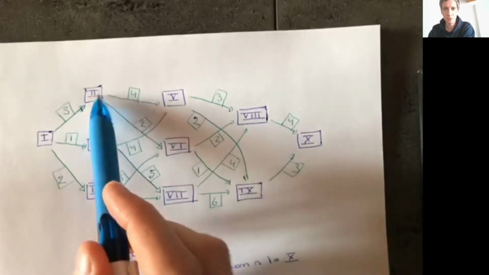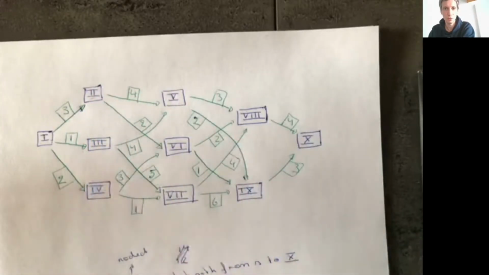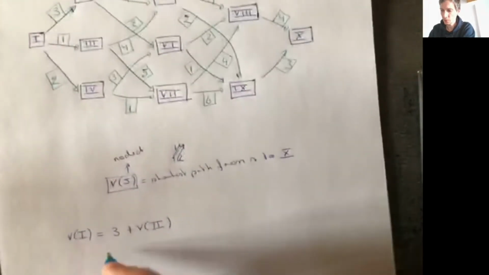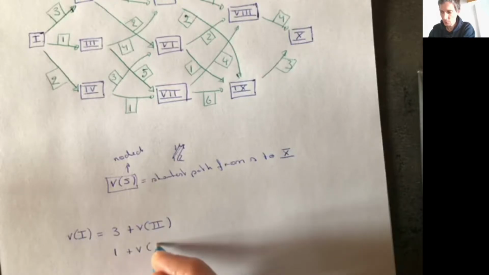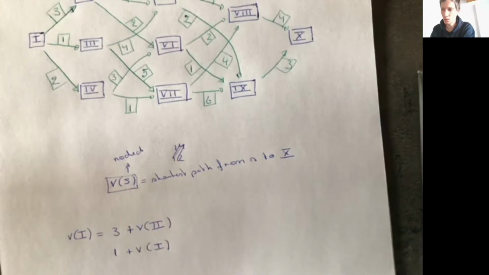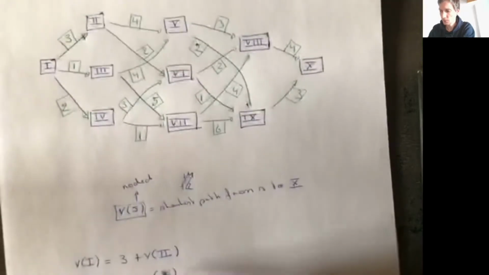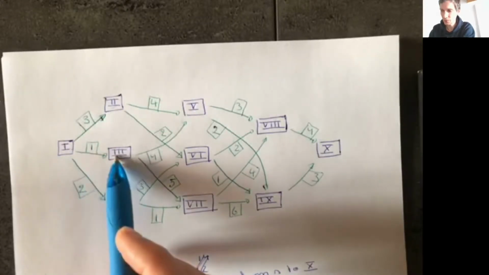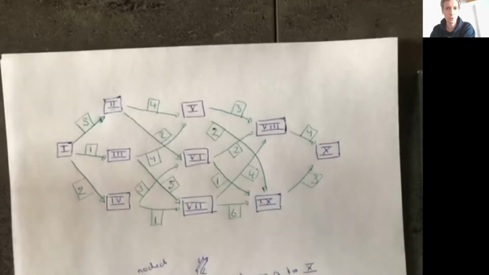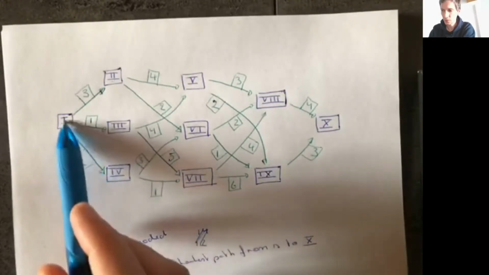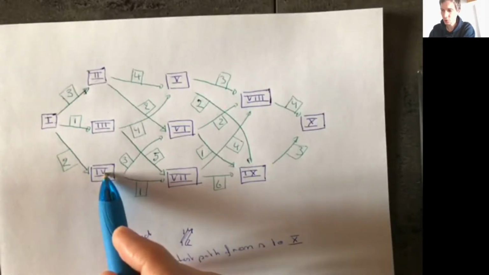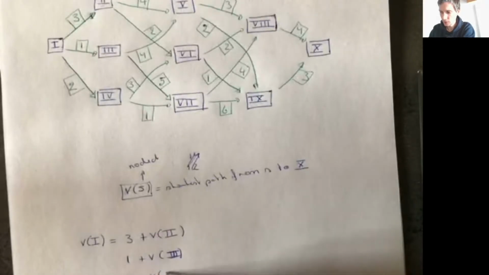Once I'm at 2, the best thing I can do is take the shortest path if I want to minimize my cost. If I go to 3, then I have to pay a cost of 1 plus V3. If I go to node 3, I have to pay a cost of 1 and then take the shortest path from 3 to 10. If I go to 2, I pay a cost of 2 plus the shortest path from node 4 to node 10, which is V4.